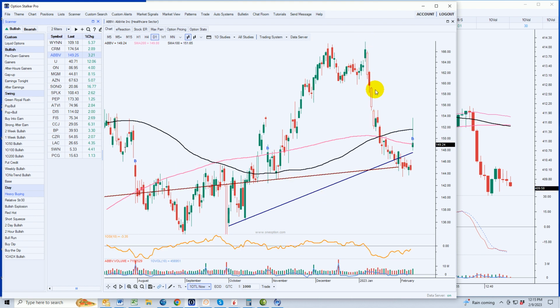ABBV. This is heavy selling. This is just an oversold bounce as far as I'm concerned. Tested the 100-day, fell back right away. Tested the 200-day, that's starting to slip. I would have no interest in trading that.